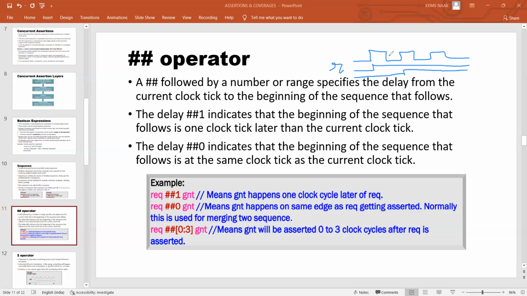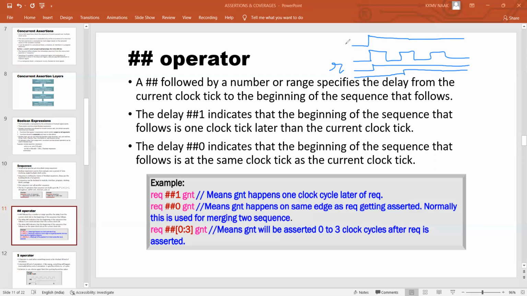So this is 1 clock cycle delay, right? This is 1 clock cycle delay from positive edge to negative edge. So here at the first clock edge your request is high. In the next clock edge, double hash 1 means in the next clock edge your grant is high. And for the second condition, double hash 0, it means in the same clock cycle. So when your request is high, double hash 0, your grant should also be high, meaning in the same clock cycle it also should be high.